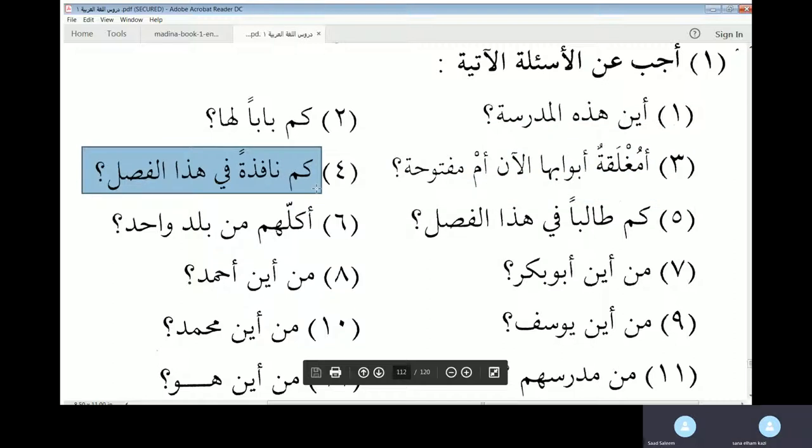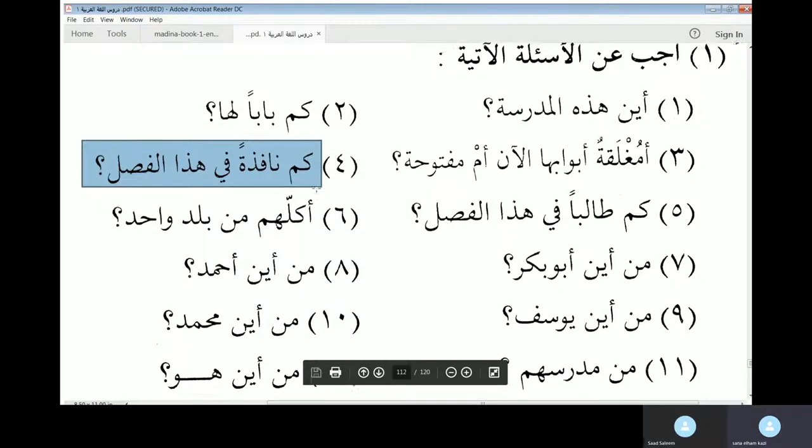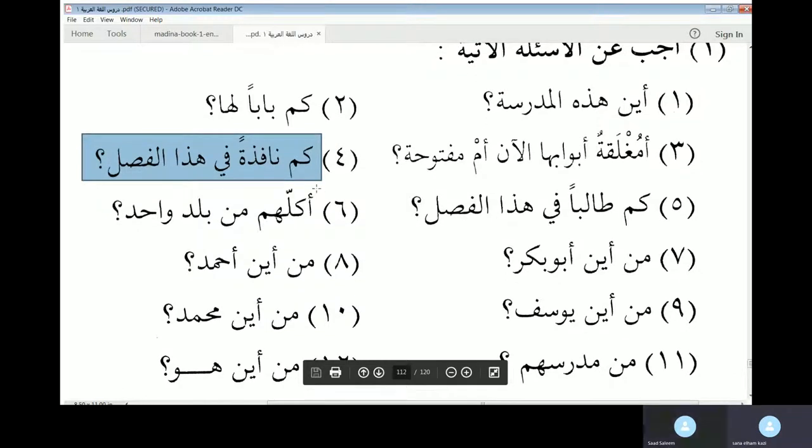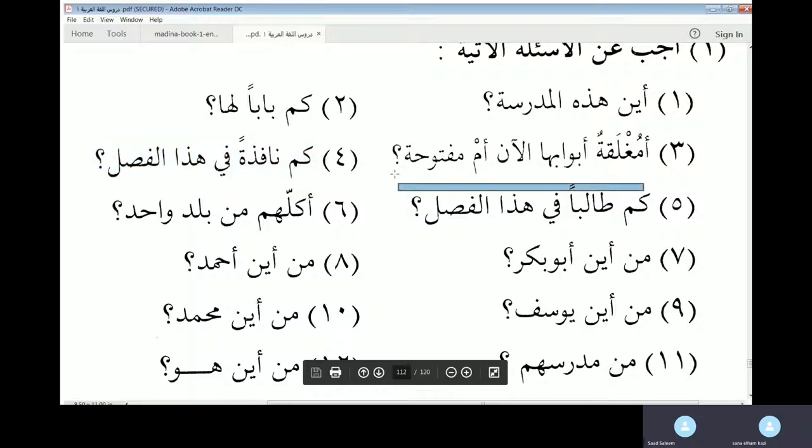Okay. Kam nafizatan fi hazal fasli? How many windows in this class? It has two big windows. Fihi nafizatani kabiratani.